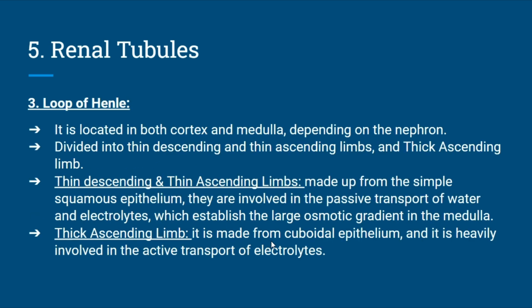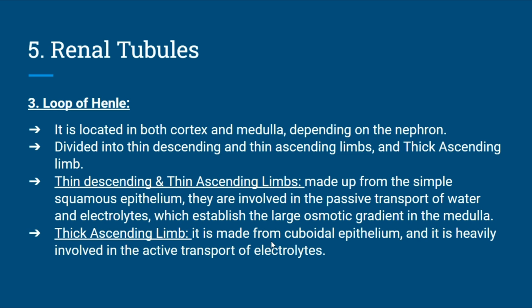The third part is the loop of Henle, and it is located in both cortex and medulla. If you remember from the previous slides, if the nephron is cortical, there's a small part of the loop of Henle that goes into the medulla. However, if the nephron is juxtamedullary, then the loop of Henle actually traverses deep into the medulla, depending on the nephron. We divide it into thin descending and thin ascending limbs and a thick ascending limb as well.